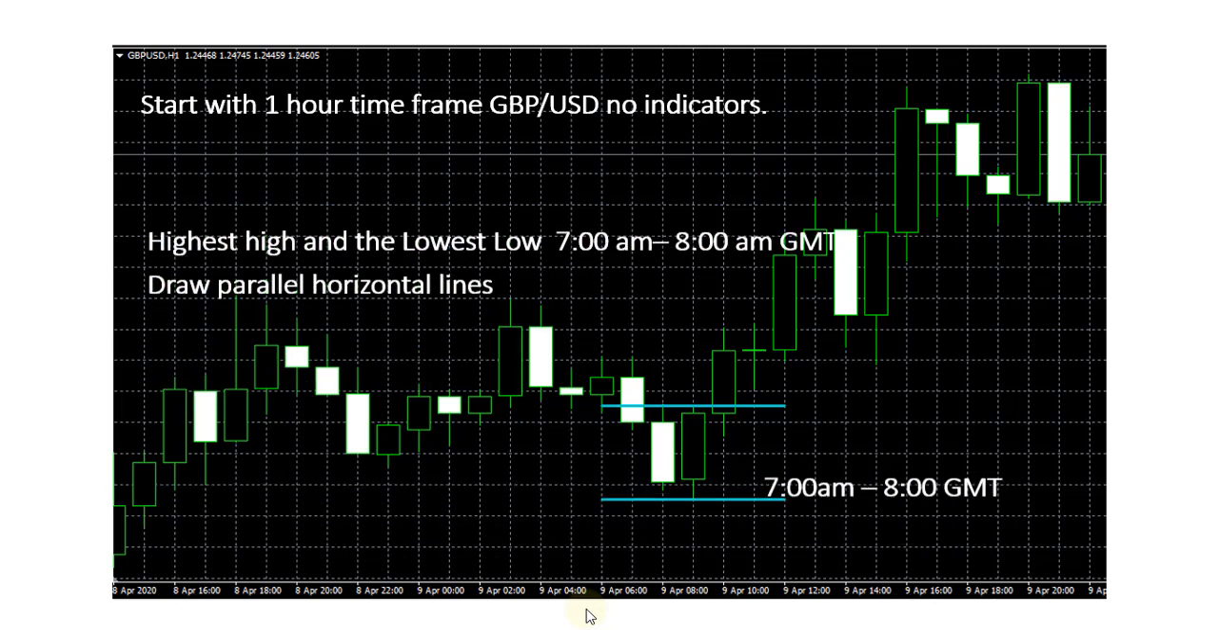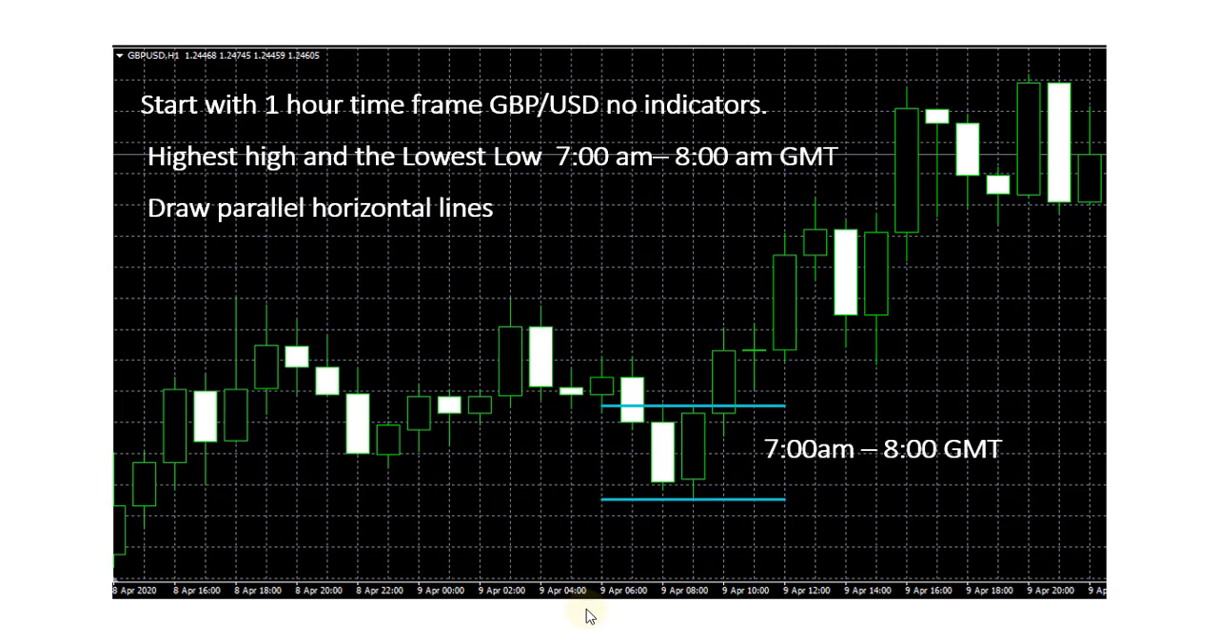That's all. So first of all, you need to look for that hour candle between 7 and 8 o'clock. And this is the hour candle. On my chart here, it says 9 o'clock because I use IC Markets. IC Markets is 2 hours ahead of GMT. So if you use IC Markets like I do, there will not be any confusion. So this is the hour chart.